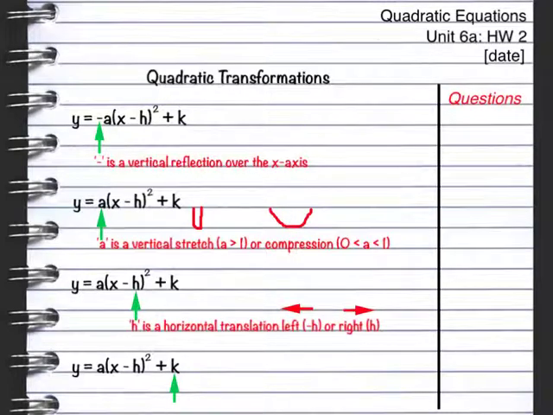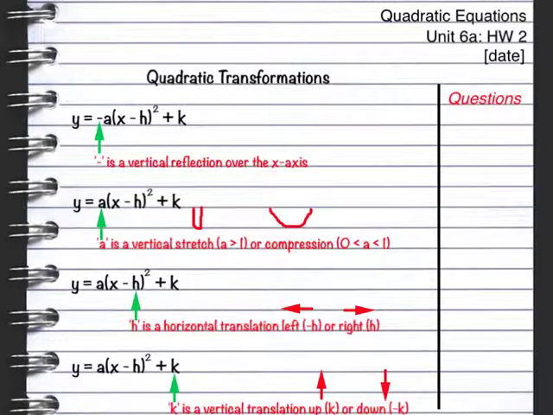Now H is going to be a horizontal translation, and that means either left or right. And this one can be kind of tricky because the original equation is x minus h. So we're looking at just the value of h, x minus whatever h is. So if h is a negative value, we're going to notice that a double negative is going to make this addition, and we'll talk about this more in class. But we're talking about moving the parabola left, or moving the parabola right.